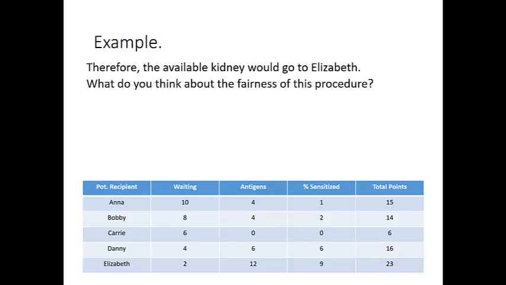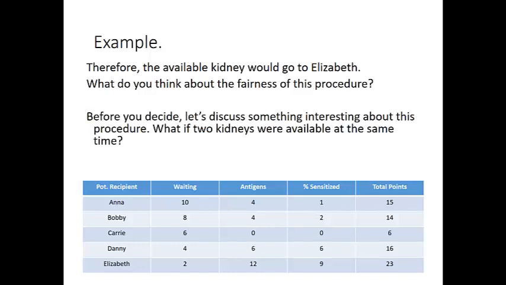What do you think about the fairness of this procedure? Keep in mind that math can only give us a procedure. They can't encapsulate everything that goes into fairness. Before you decide how you feel about this procedure, let's discuss something interesting that happens. What if 2 kidneys happen to be available at the same time? We already saw that the one will go to Elizabeth with the highest number of points of 23, and the second kidney would go to Danny since he has the next highest number of points at 16. So if 2 kidneys become available at the exact same time, they will go to Elizabeth and Danny.